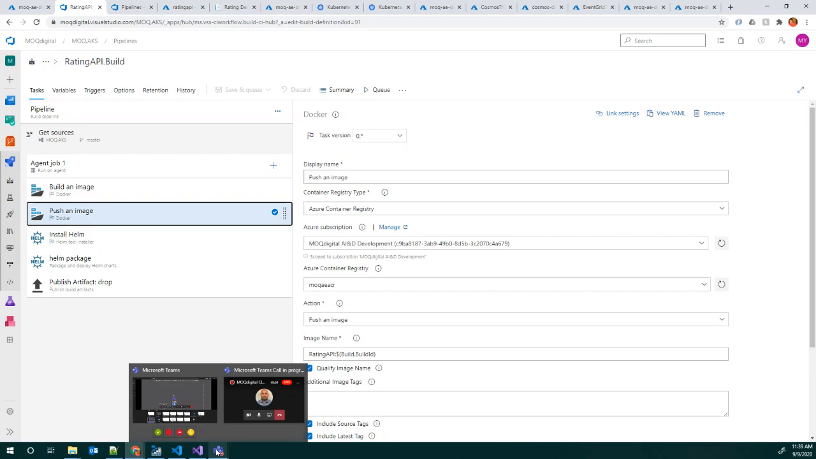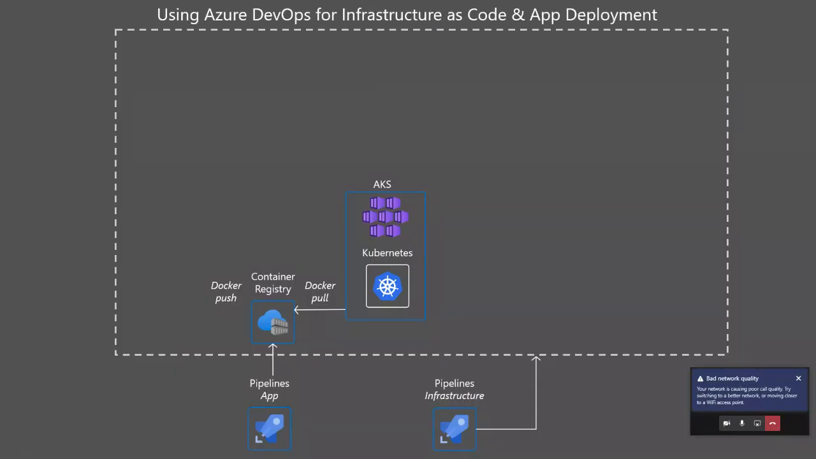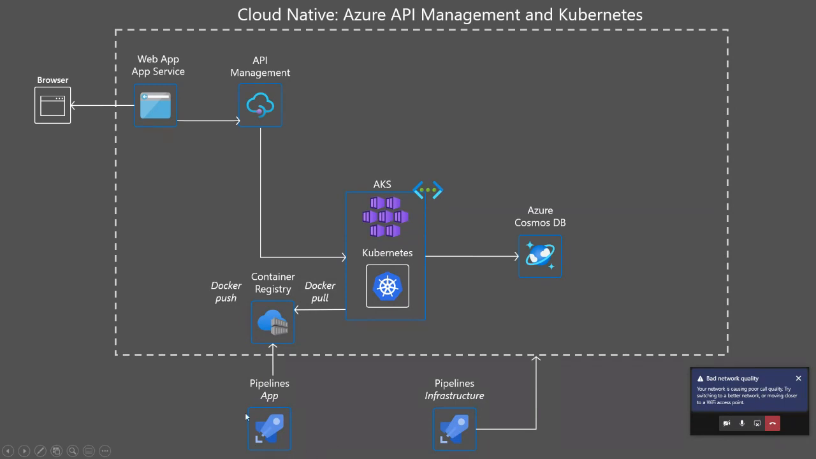Okay, so I'm just going to go through the summary of what we saw over there. What we saw was how we can use Azure DevOps to automatically deploy our entire infrastructure. We also had a quick understanding of how we can use Azure DevOps to actually deploy our application.